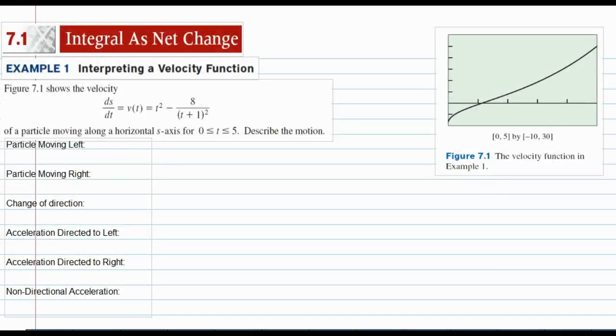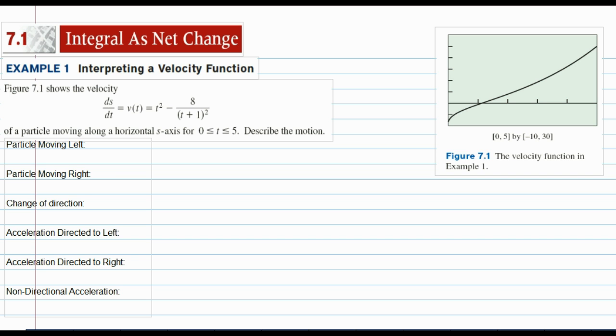This is the screencast for section 7.1, example 1. Interpreting a velocity function, we're going to be using an integral as a net change. You've seen some of this, but we're going to explore it more in an application format in this section, where an integral is a sum or a total of something, and we're going to use it as a net change.